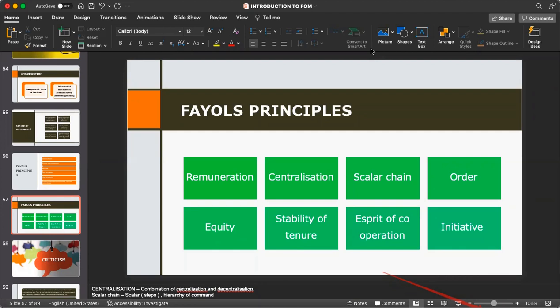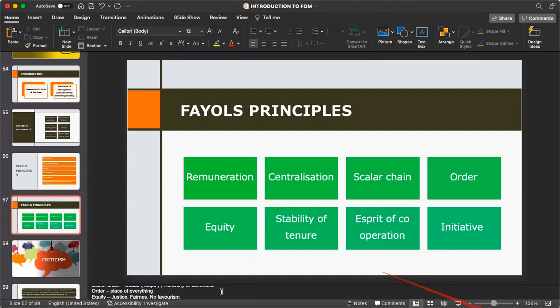For example, in a manufacturing company, in a chain of command, you know the step-by-step procedure of how the raw material can be converted into the final product. So you know the step-by-step procedure through which things can be resolved. That is called scalar chain. Then we have the order.